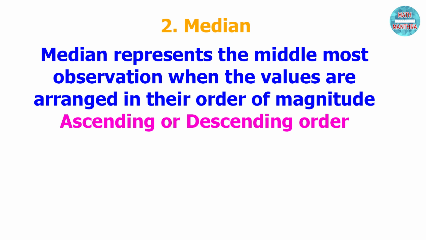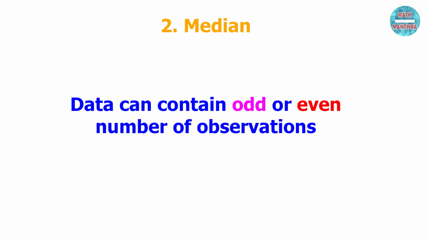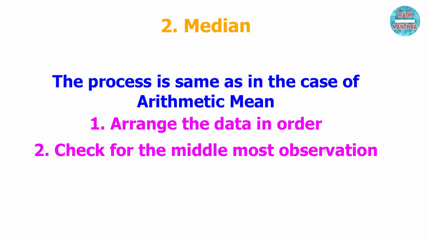Median represents the middlemost observation when the values are arranged in order of their magnitude, ascending or descending order. Now consider how to find the median of a data. Here again there are two possibilities. The data can contain an odd number of observations or an even number of observations. As discussed in the case of arithmetic mean, the process is the same. The first step is to arrange the data in order and then check for the middlemost observation. So let us explain this in terms of examples.